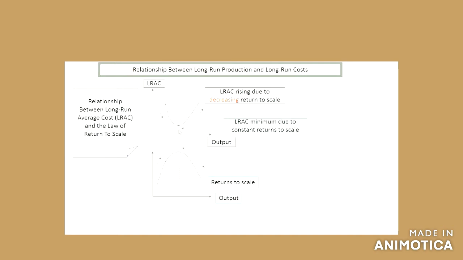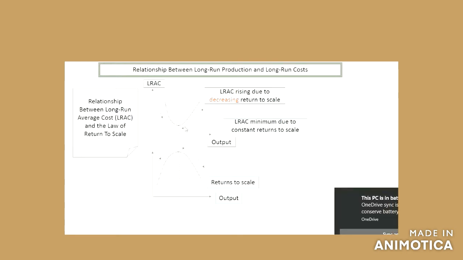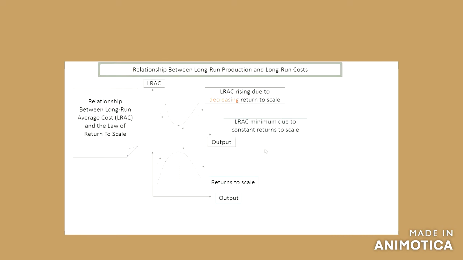So at this point there is a relationship between them. At this LRAC minimum, due to constant returns to scale, and at this it is constant, so it will have a combination, or we call it the relationship between LRAC and the law of returns to scale, because they reach their minimum at the same point.